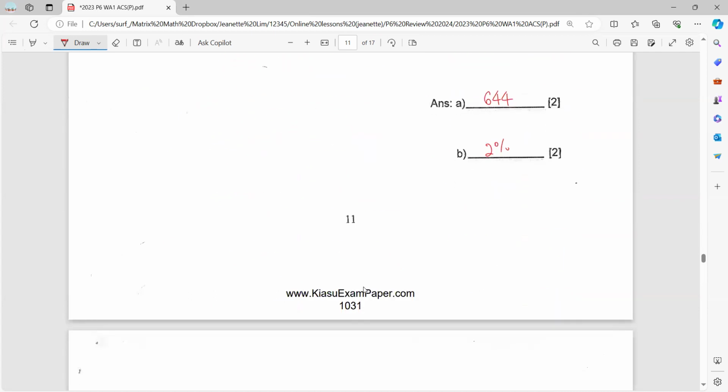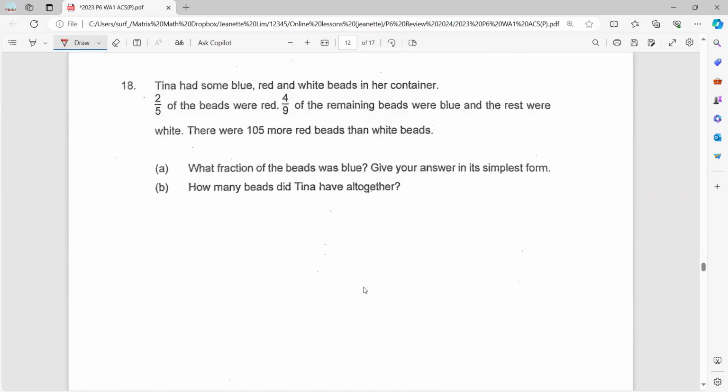Okay, last question. Tina had some blue, red, and white beads in her container. 2/5 of the beads were red, 4/9 of the remaining beads were blue, and the rest were white. There were 105 more red than white beads. So part A, what fraction was blue? Give your answer in the simplest form. Okay, you see this 'of the remaining.' We're going to draw a model, starting with 2/5. So I'll cut the 5.